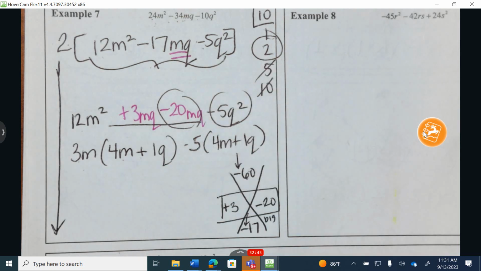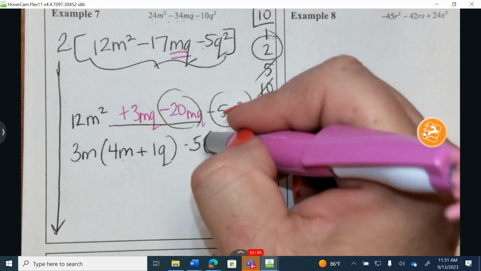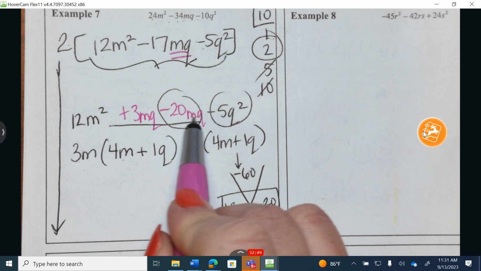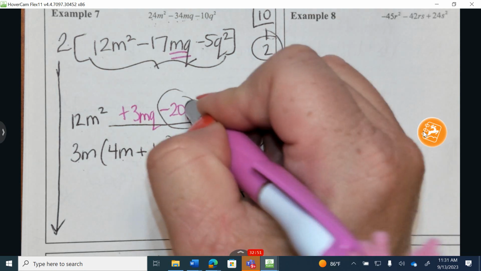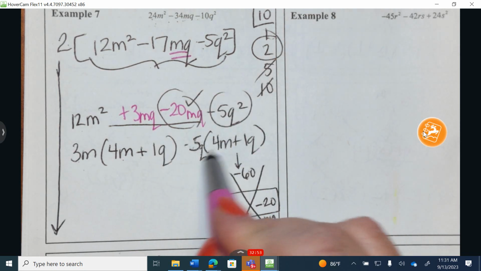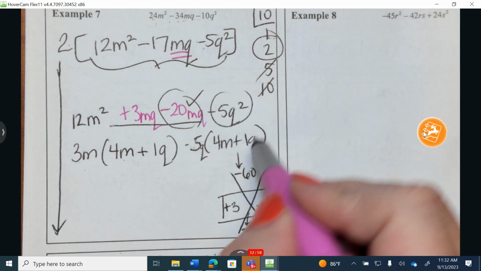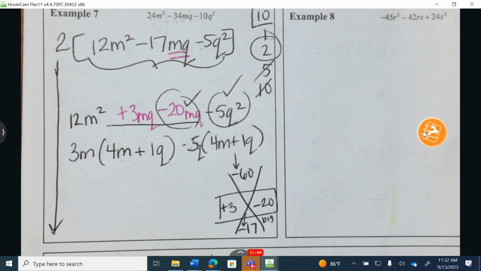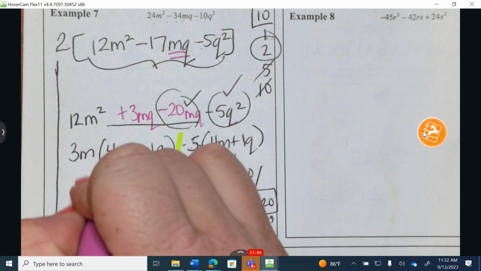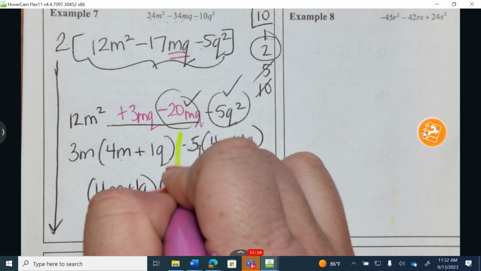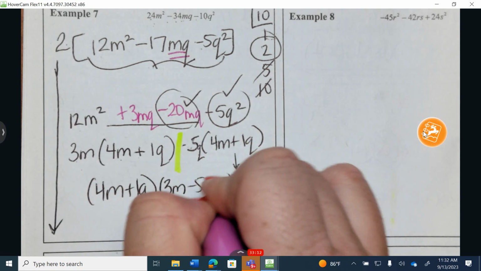Negative 5. Now, it's really easy to forget something here. Be very careful. Yes, this is negative 20, but what else do I need up above? A q. So negative 20qm. And this is negative 5q squared. Okay, what do they both have in common? 4m plus 1q. In front of the first is 3m. In front of the back is negative 5q.